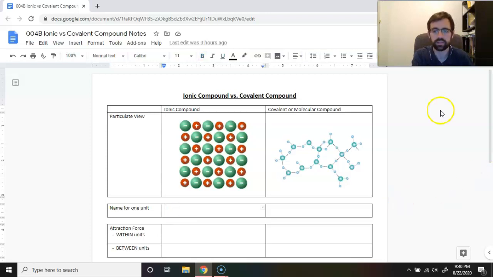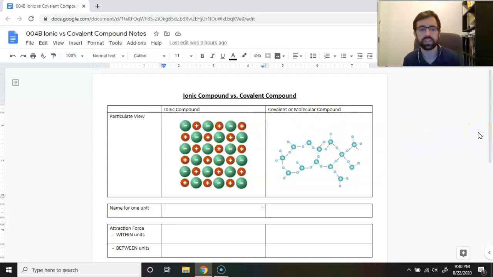Most of the time I'm going to give you a Google Doc that you can just type into. And I'll show you a couple shortcuts that you may need at some point. So let's get started. First of all, we're talking about ionic compounds. This first column is ionic compounds over here, and covalent or molecular compounds over here on the right.